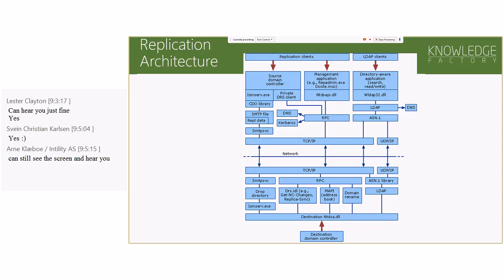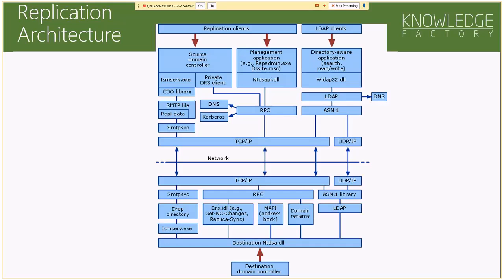Yes, the message file is placed in a queue directory. When the mail is scheduled for transfer by the mail application, which basically is the SMTP service, it delivers the mail message to the destination DC over TCP/IP and places the file in the drop directory, which you can see on your left side, and that is on the destination DC. ISM serve applies the updates on the destination.